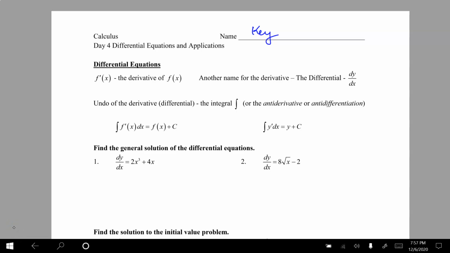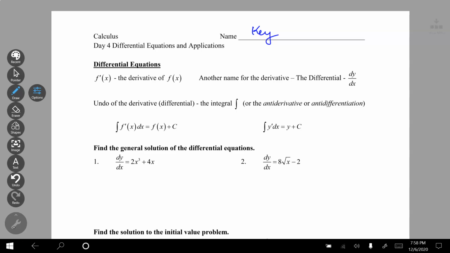Okay, day 4. The first 3 days we worked with related rates, word problems using derivatives to find what we want. Today we're going to look at word problems and applications where we would use the antiderivative or the integrals. So going back to what we did, we remember when we take the antiderivative of something, we get some sort of function with a plus c at the end.